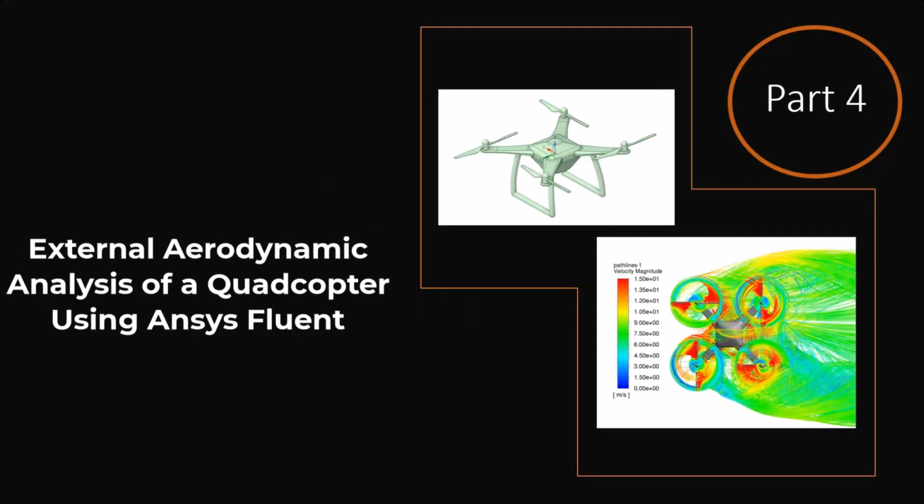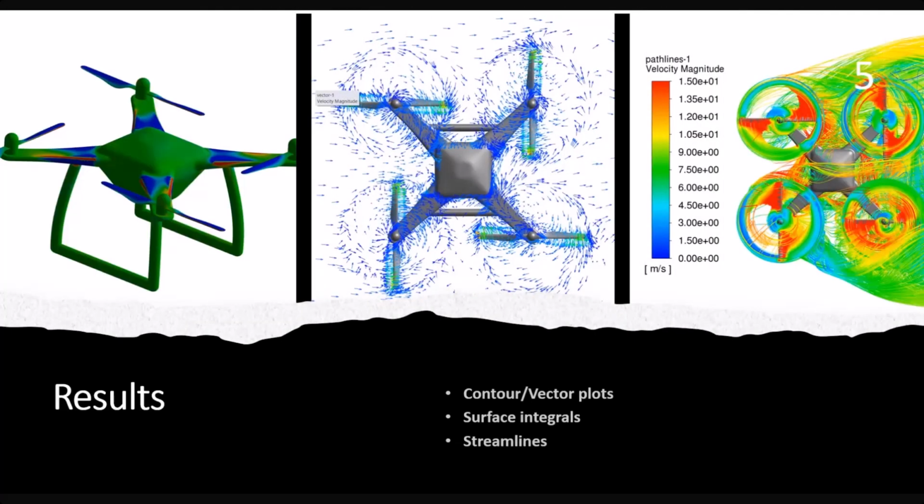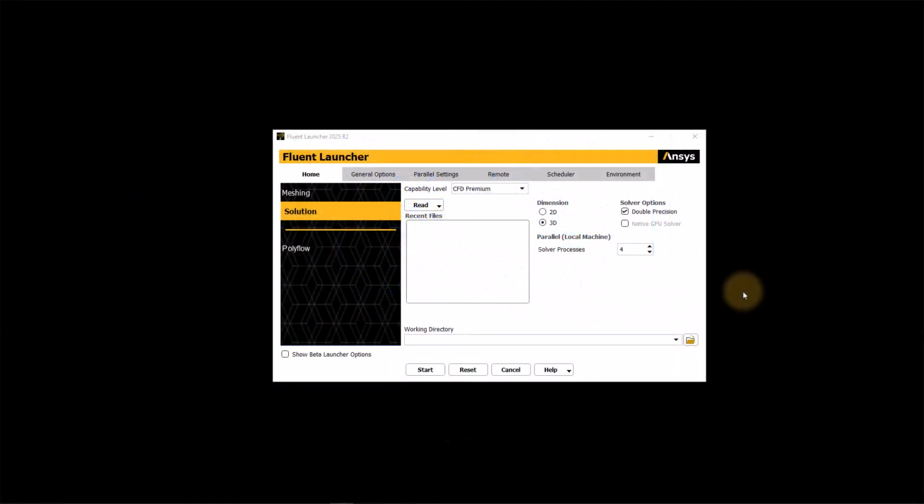Hello and welcome. This is part 4 of a video series created for students studying CFD analysis of a quadcopter. This part will help you understand your simulation. You will also learn how to check if the simulation is converged and how to interpret your results. You can also run your simulation on a GPU if you have access to GPU machines.